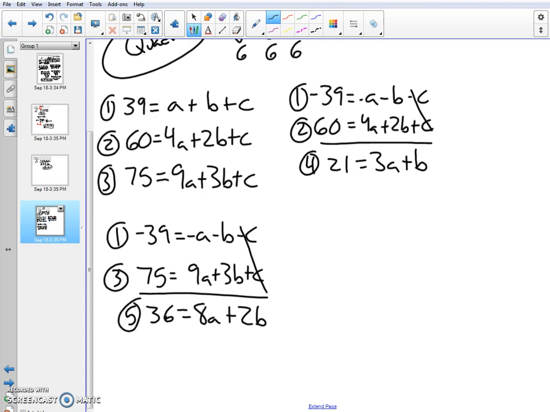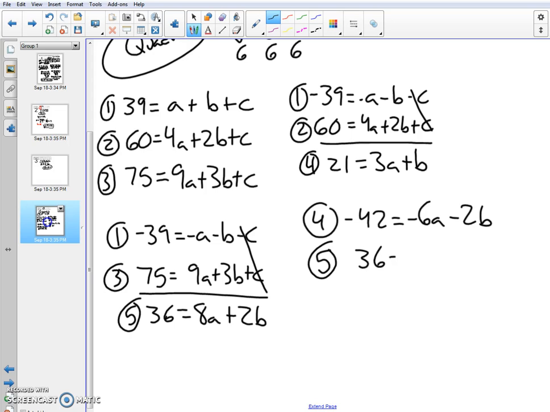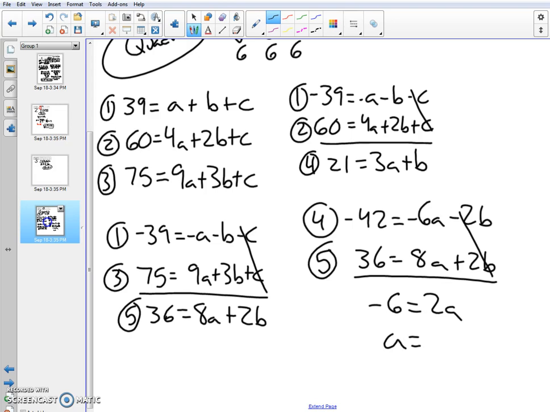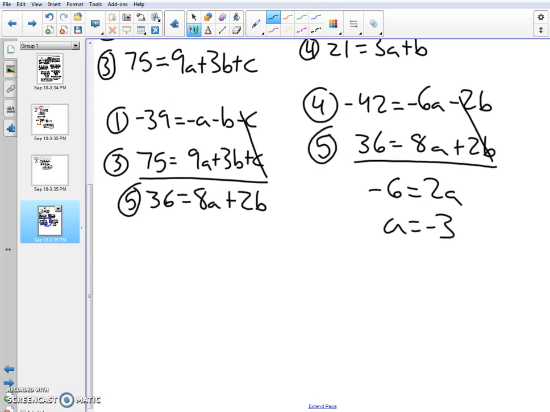All right, then I'm going to combine 4 and 5 together, and I'm pretty close to being able to eliminate b. I'm going to multiply equation number 4 by -2, though. So that would give me -42 equals -6a minus 2b. 5 will stay just as it is. So I can see my b's will eliminate, and I'm left with -6 equals 2a, where a is -3. So that's always the hardest part, finding my first variable. I'm going to plug into equation number 4 then to figure out what b is.